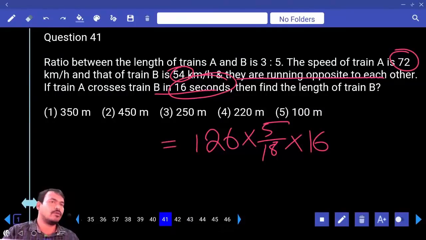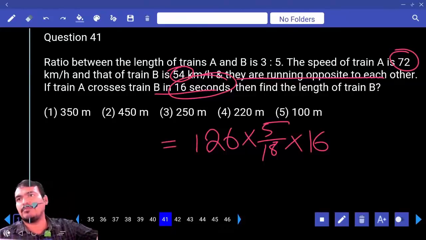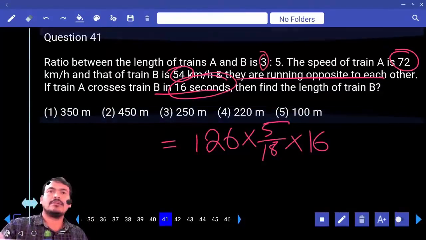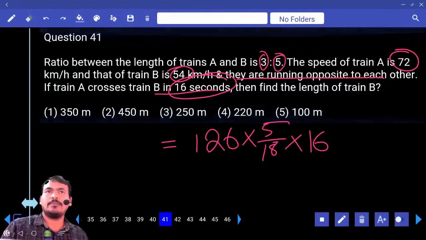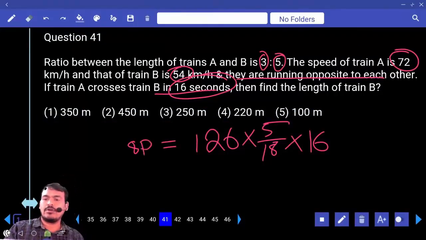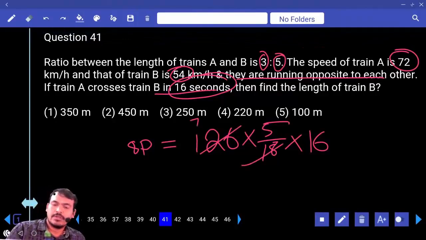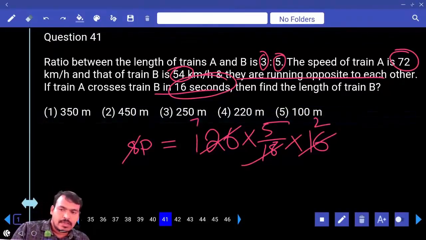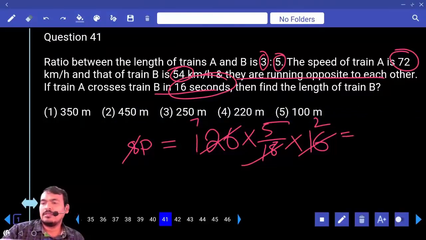The distance is equal to, when a train passes another train, the total distance is the sum of the two train lengths, or only one train? Sum of the two train lengths. What is the first train length? 3 parts. Second train length? 5 parts. What is the total length? 8 parts, or not? Then 8 parts equal to 126 into 5 by 18 into 16. 18 how many times 126? 7 times. 8 how many times 16? 2 times. 5 into 2, 10 into 7, 70, or not? Every one part is equal to 70.